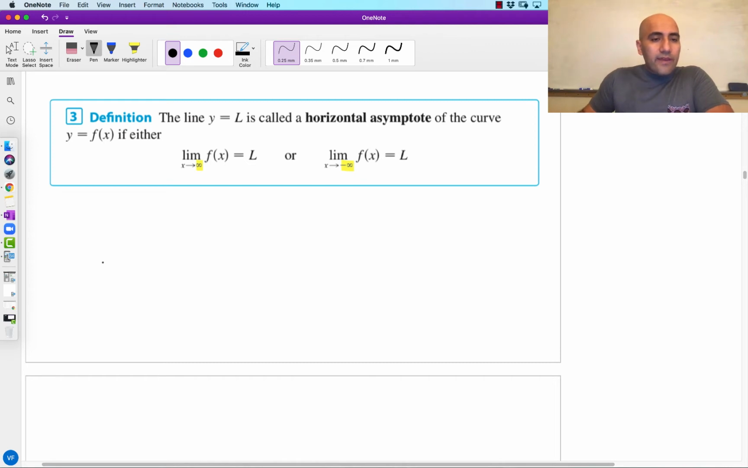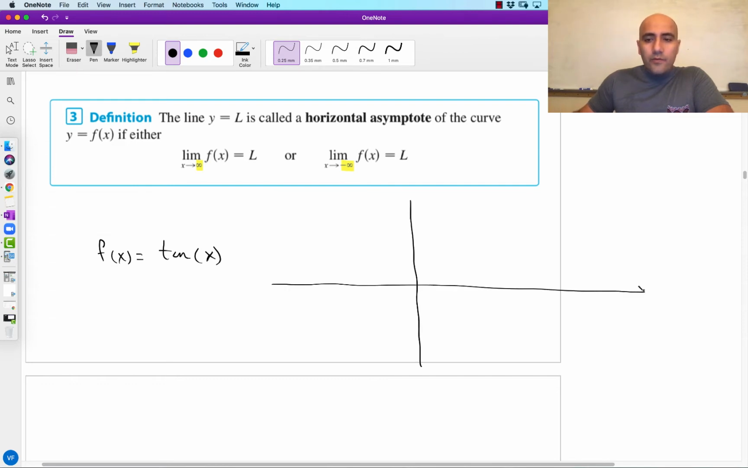So remember that if we have, for example, f of x equal to tangent, the tangent function, we remember that the tangent function, just to do a rough little sketch, looks like this. If you remember from your trig class, the tangent function is going to have asymptotes there and there. And the asymptotes are going to create something that looks like this. So the blue is the tangent function.